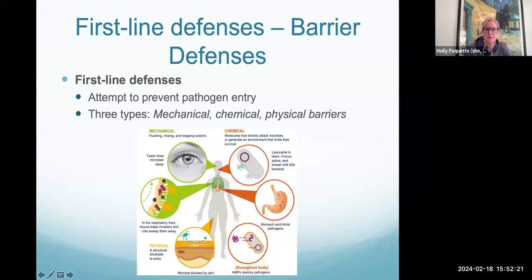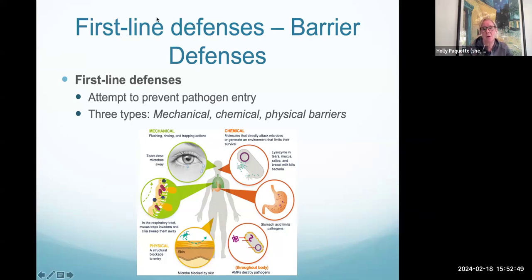And then the last one that I want to talk about is the physical barriers. So the best known or probably the most protective of our physical barriers would be things like our skin, which is a structural blockage for anything to get into the body. You can also think about your eyelashes, even hairs in your nose can block things from getting further into the respiratory tract. So that would be our first line of defense.